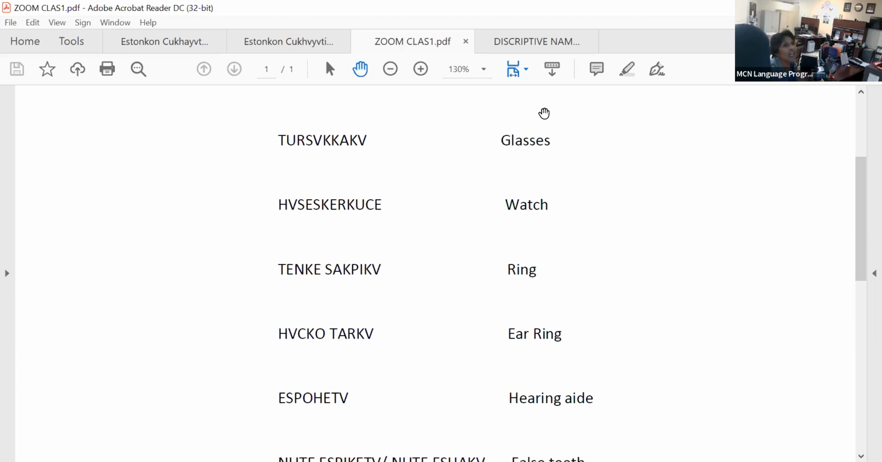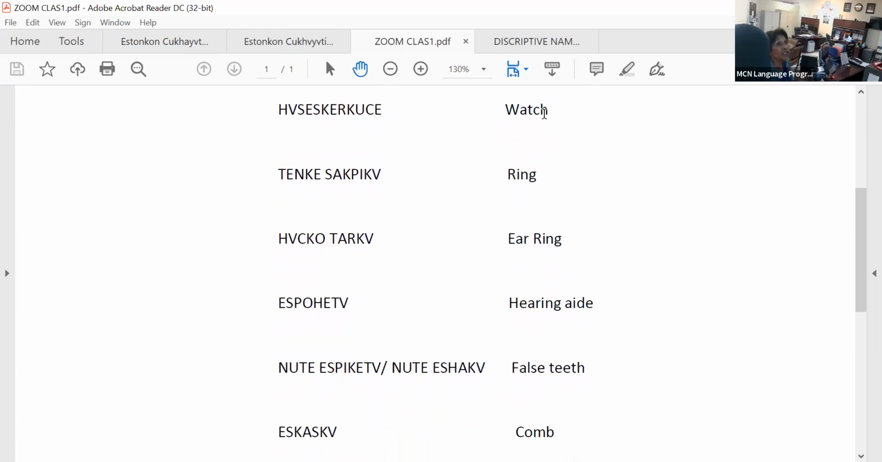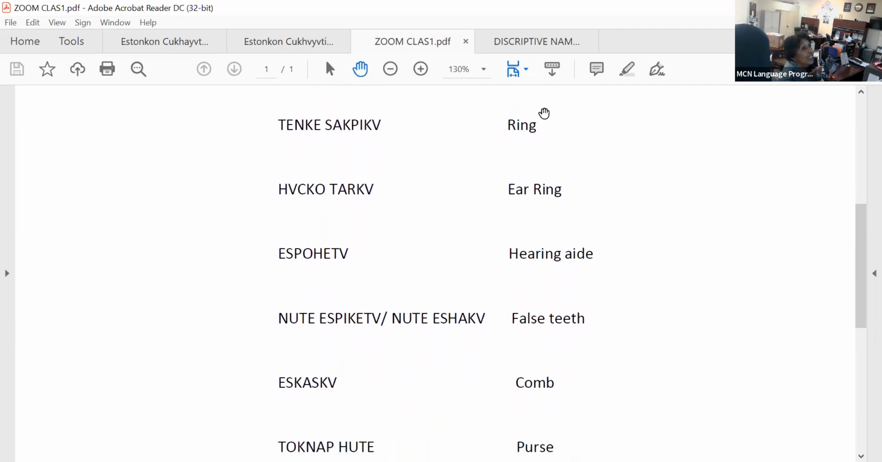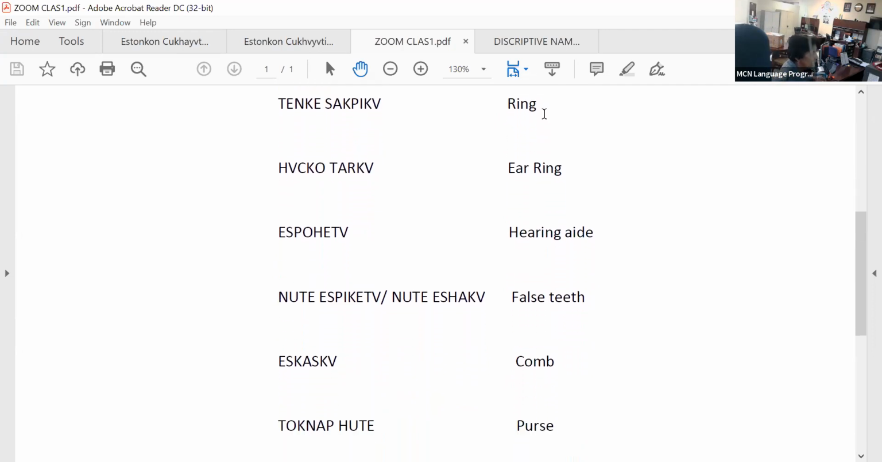Earring, hachkodaska. Here we go back to the file. Hachko is ear. The base word for daska is sadaska, which means something that you hang with. Well, this one hangs off your ear, so we call it hachkodaska, earring. Hearing aid, ispohida. Ispohida is to hear with. Remember, pohida is something with the ear, to hear. So it's something to hear with, hearing aid.